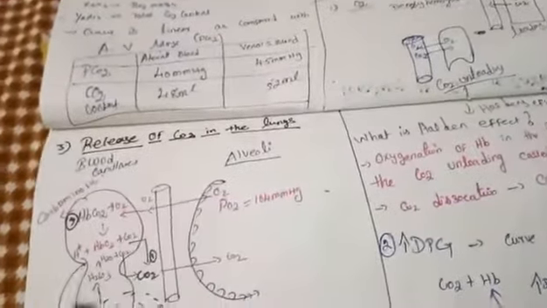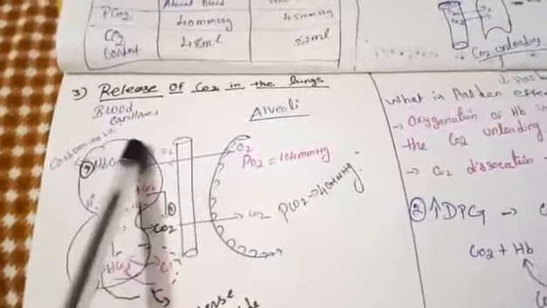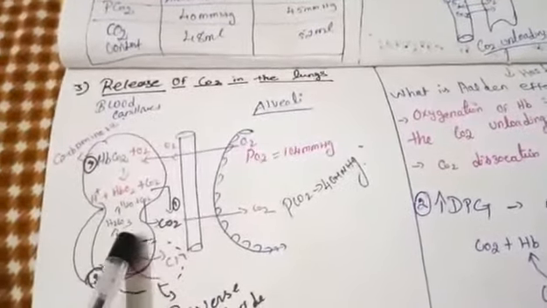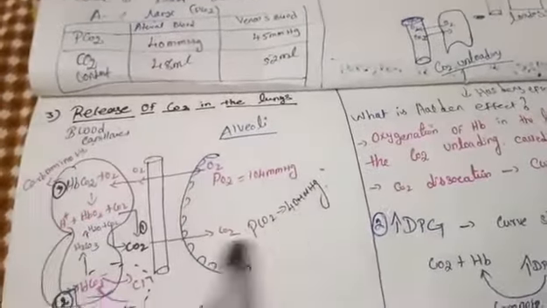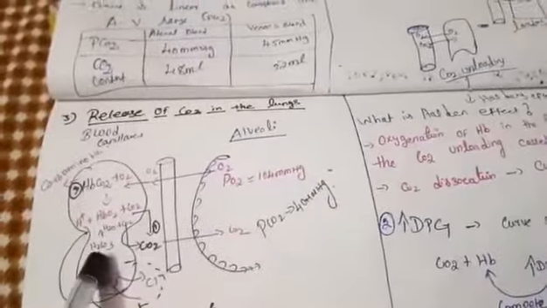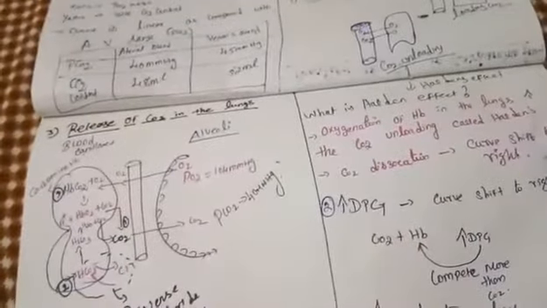So we already saw that the partial pressure of carbon dioxide in the blood capillary is 45 mmHg, whereas the partial pressure of carbon dioxide in the alveoli is 40 mmHg. Thus, due to the difference of 5 mmHg, the carbon dioxide is unloading. It will enter into the alveoli and be excreted by the lungs. So these are the important concepts of transport of carbon dioxide.